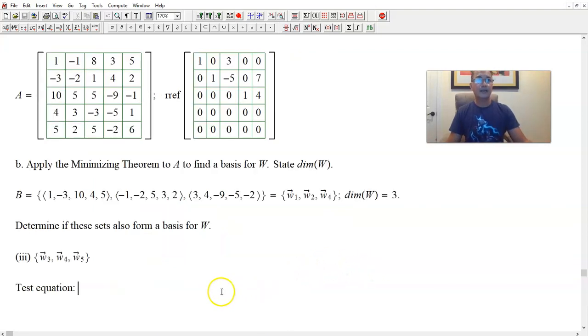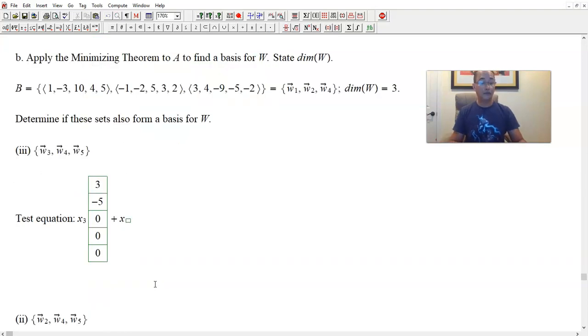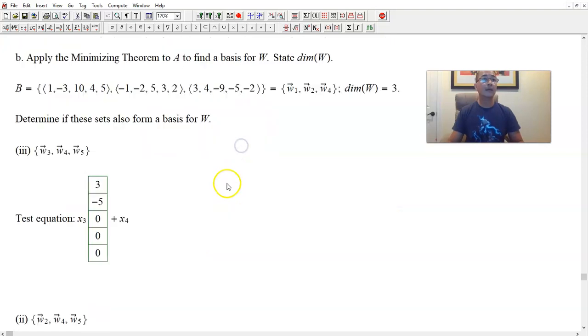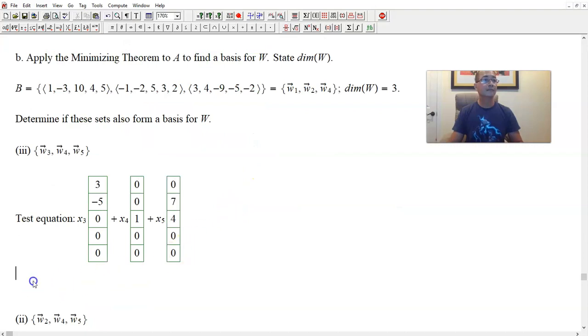Okay, our last candidate is the set with W3, W4, and W5. So let's make our test equation. x3 column 3, plus x4 column 4, and x5 column 5. Okay, and we add all of that. We want to get all zeros.